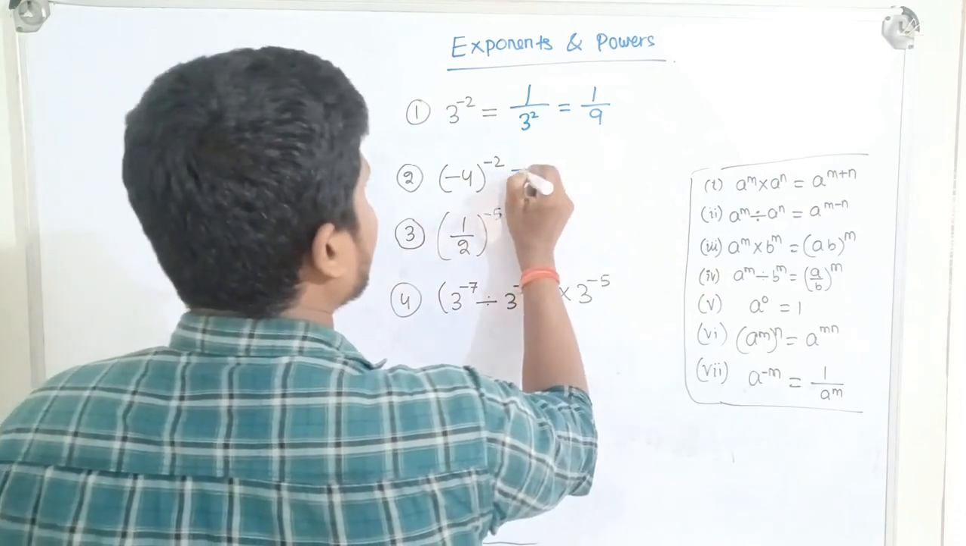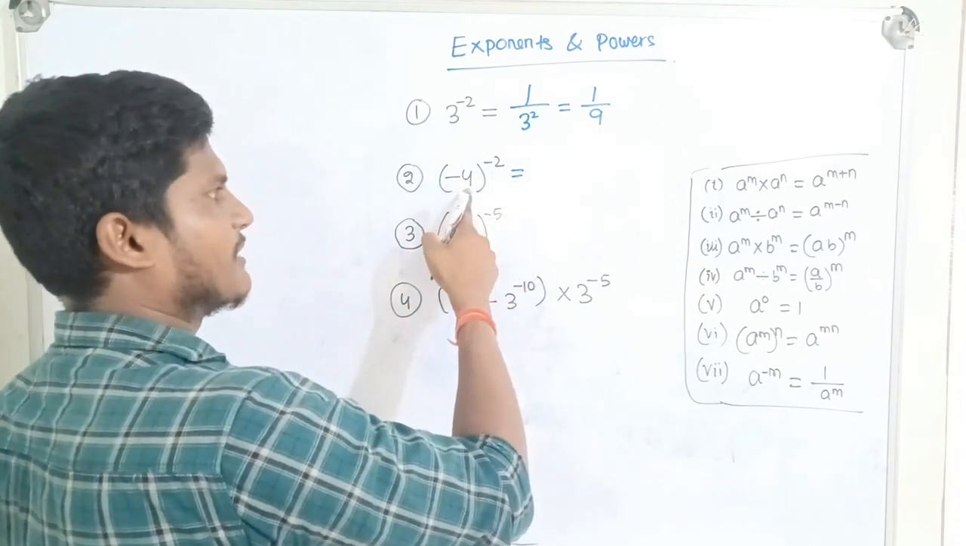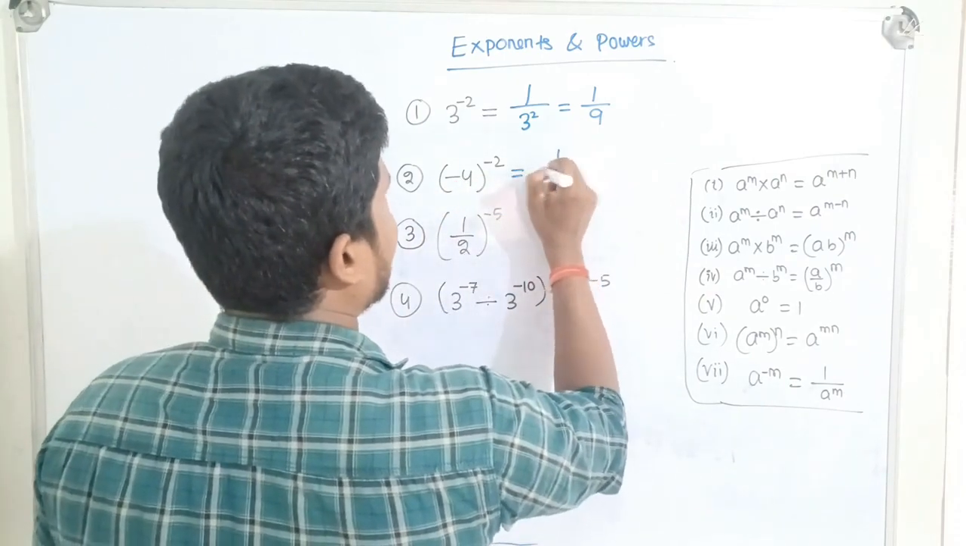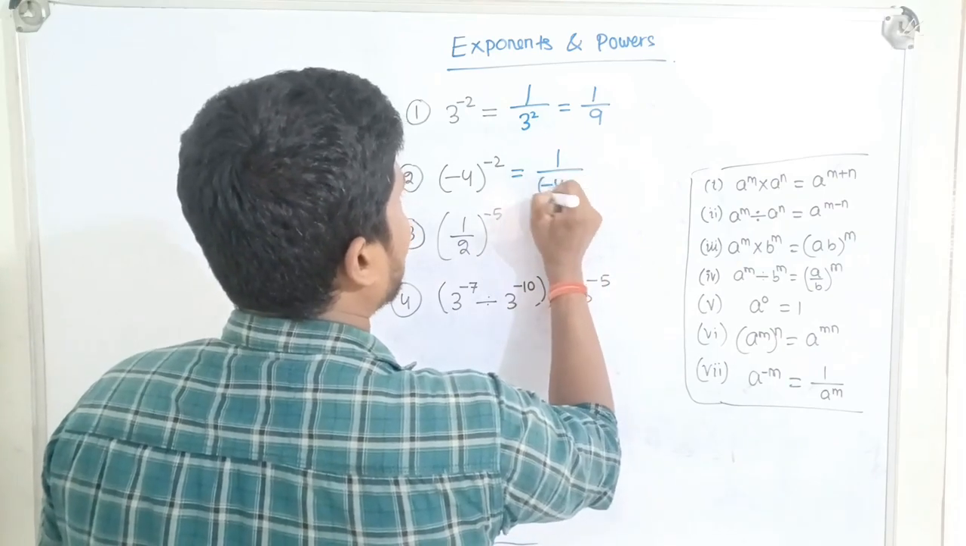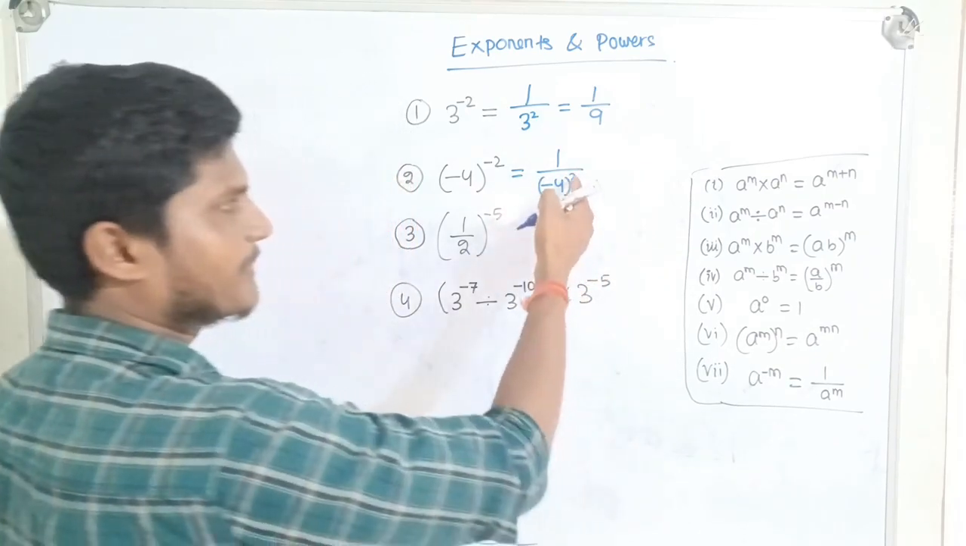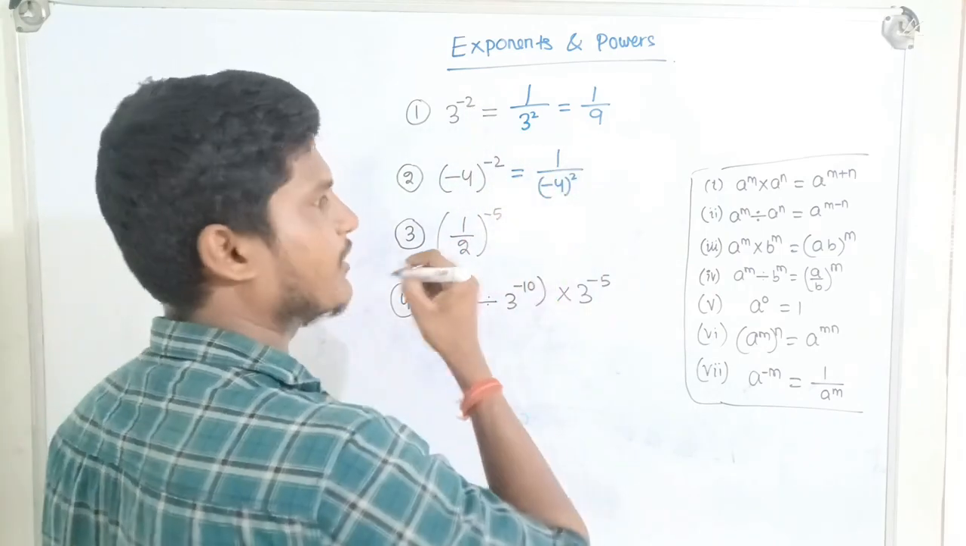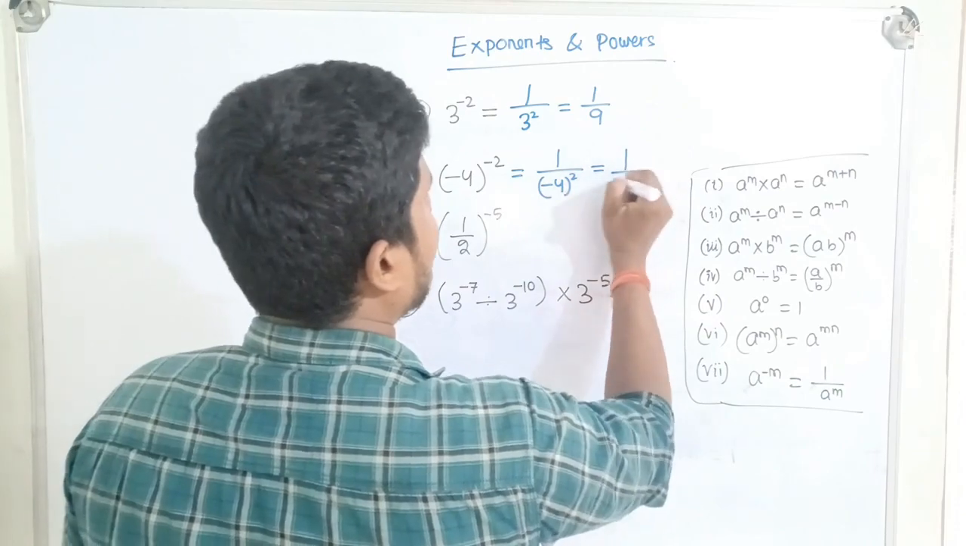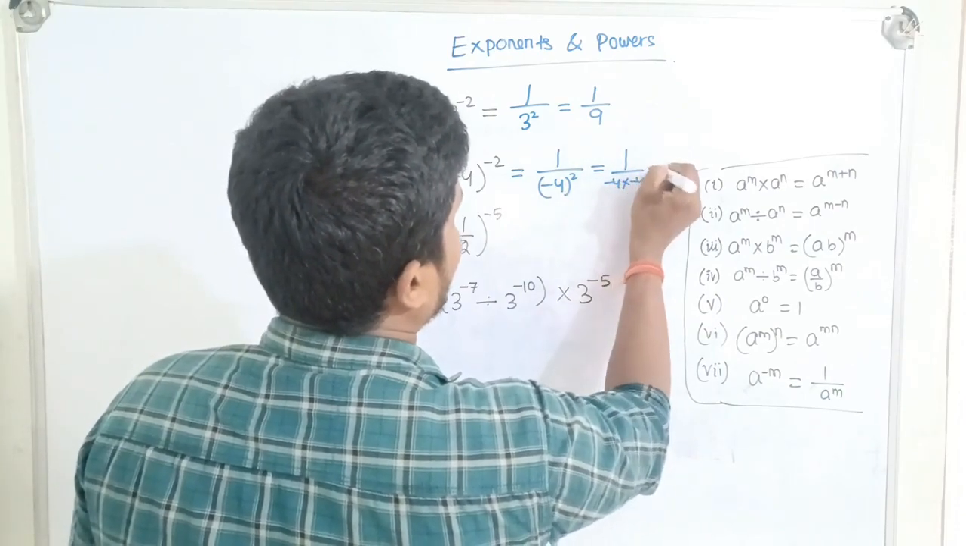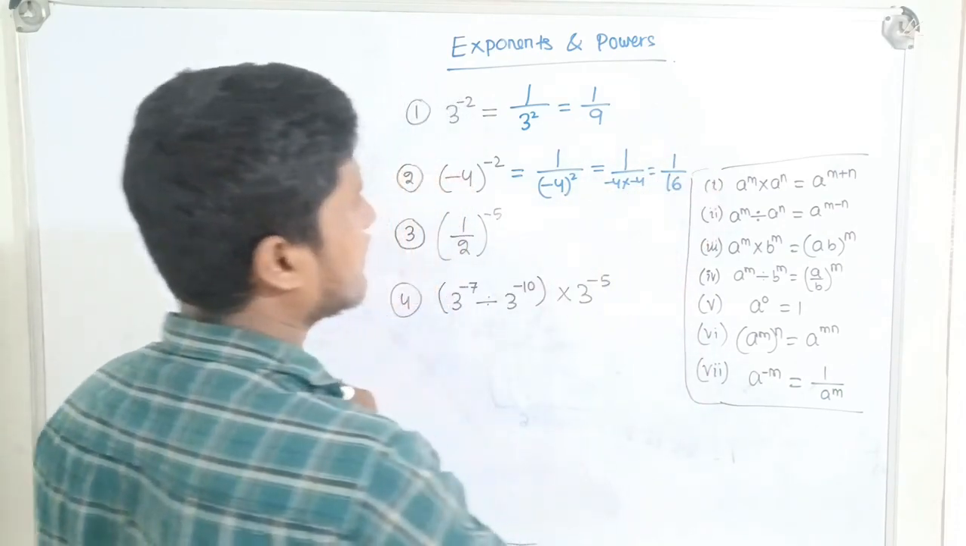Here also, minus 4 to the power minus 2, that means write it down 1 by minus 4 to the power plus 2. Here the minus 2 reciprocal of a number, that would be positive. That means 1 by minus 4 multiplied by minus 4, that means 1 by 16.